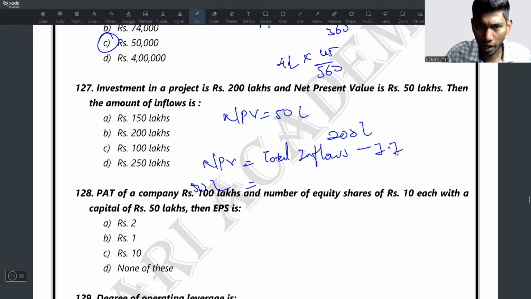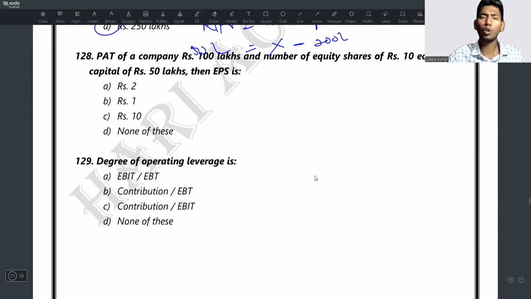Total inflows we have to find. Let's say inflows be X minus 200 lakhs. So we get this value here. 250 lakhs would be the answer. Okay. Going to question 128.